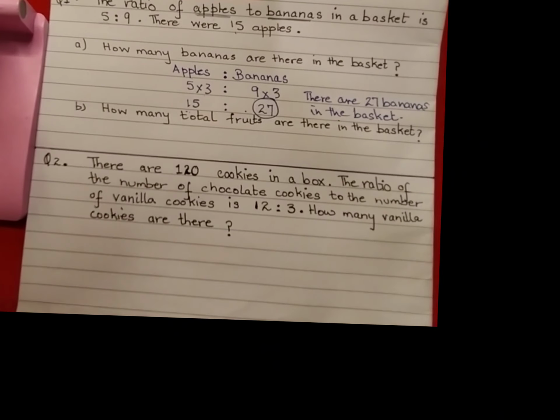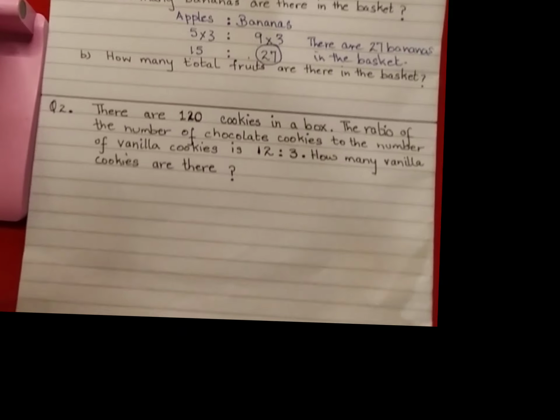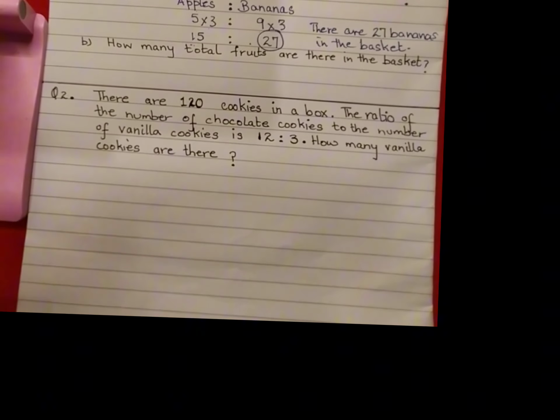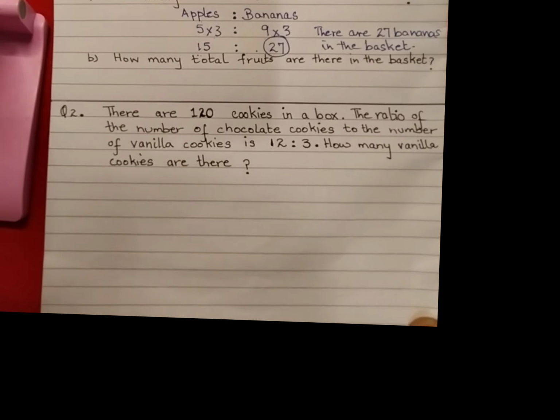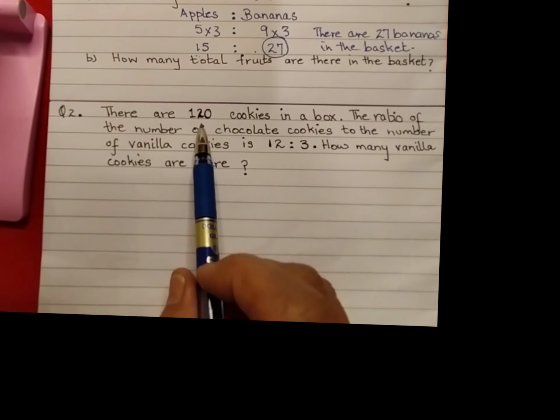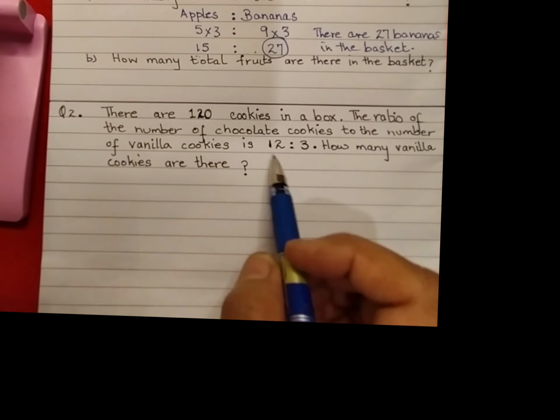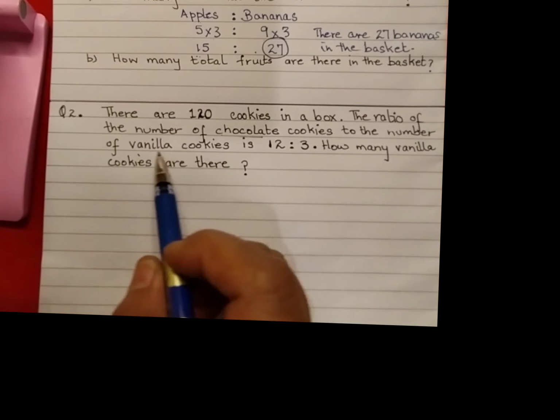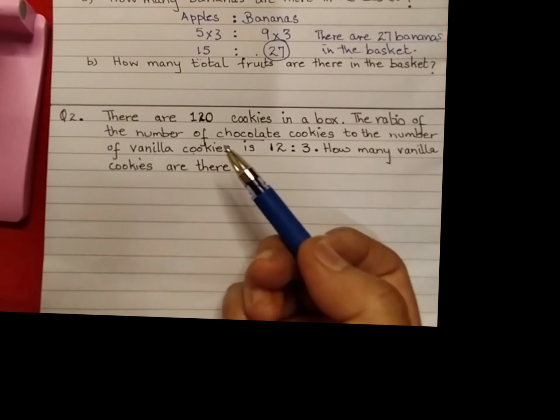Okay, now moving on to the last question here. There are 120 cookies in a box. The ratio of the number of chocolate cookies to the number of vanilla cookies is 12:3. How many vanilla cookies are there? So what do you see here? Total number of cookies in the box were 120. And you see, what do you see first? The chocolate cookies here. And you see the vanilla is going to be the next one.